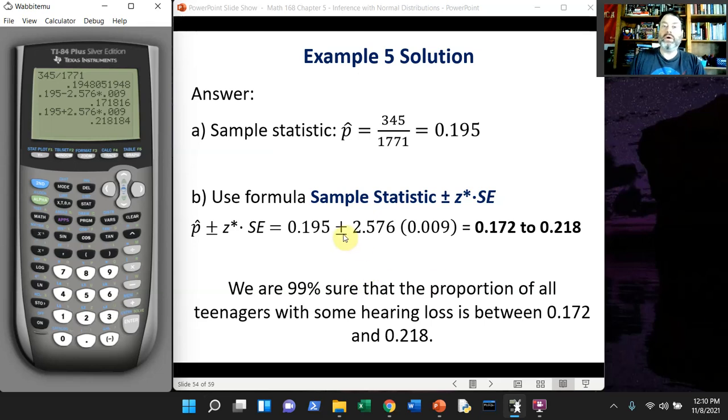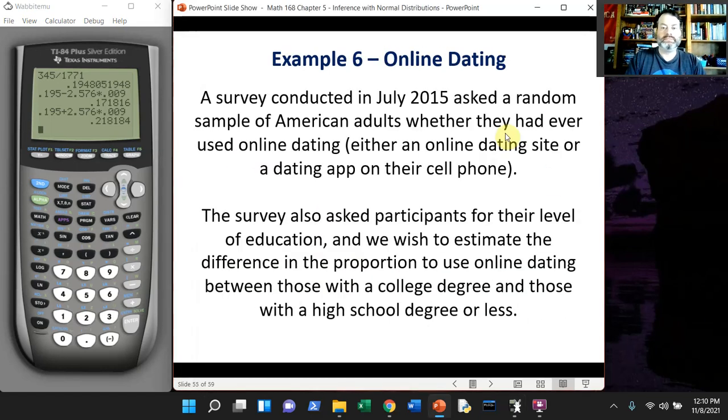But no messy bootstrap distributions, right? In Chapter 6, we will see how to compute the standard error for a problem like this. But for right now, it's given. All right, one more problem, and then we're done.